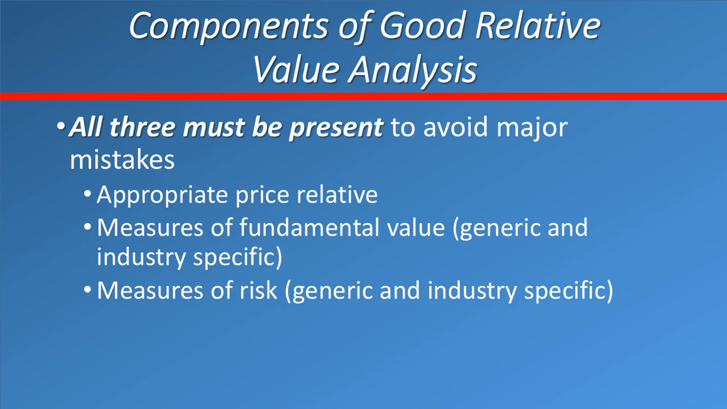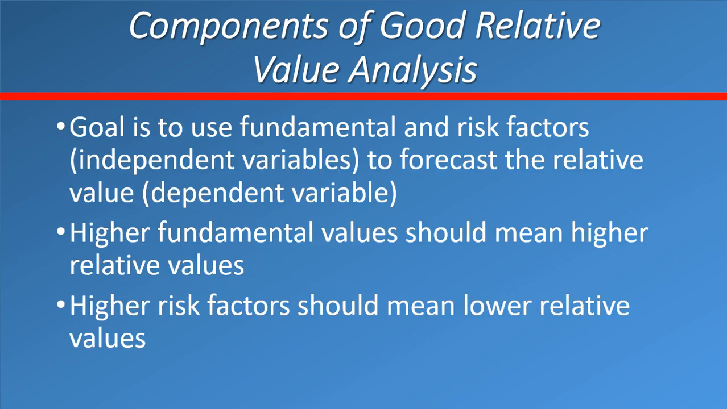So all these things must be present to do good relative value analysis. You must have the appropriate price relative, and we'll talk about how you pick your price relative to which industry you are in. You must have some measure of value, and you must have some measure of risk. If you leave any of those out, in fact, if you leave out risk and you do this analysis, you may find firms that look inexpensive, but they may just be really risky. And so it's important that we have all of these factors together.